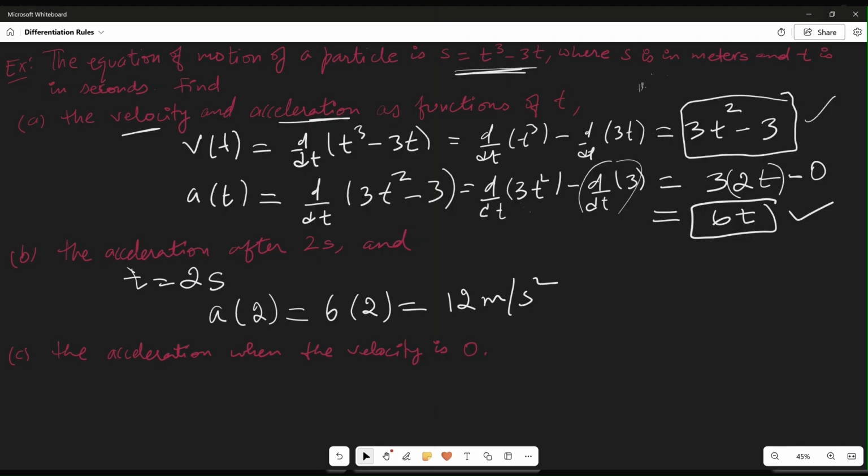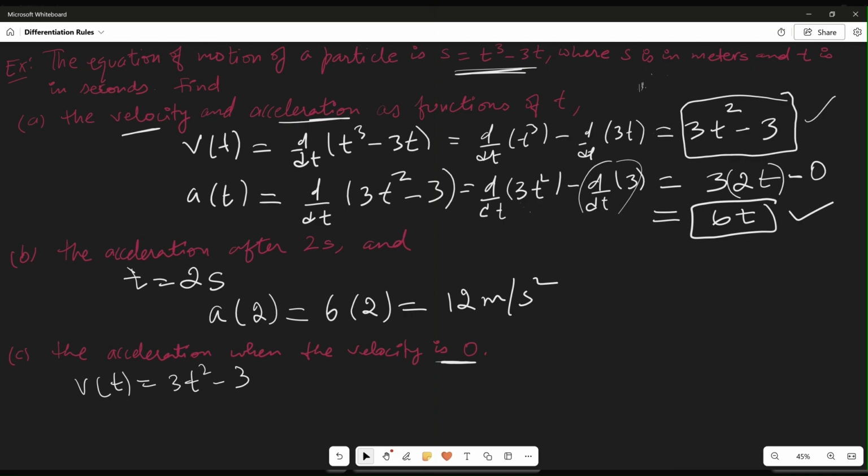Okay, now let's look at this. The acceleration when the velocity is 0. This is a bit tricky, right? The acceleration when the velocity is 0. So what we are going to do is use the fact that velocity is 0. So we have this velocity function, right? 3t squared minus 3. Find the acceleration when the velocity is 0.